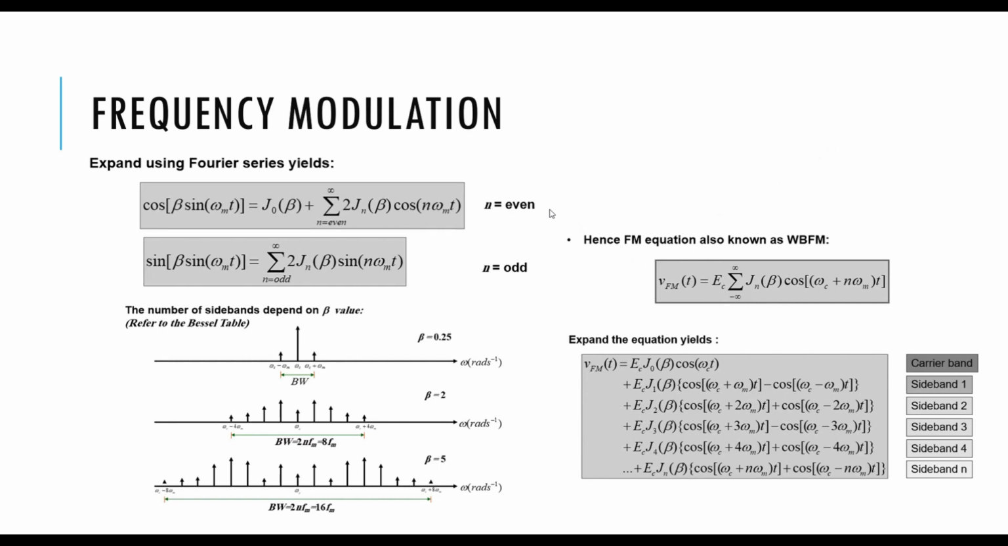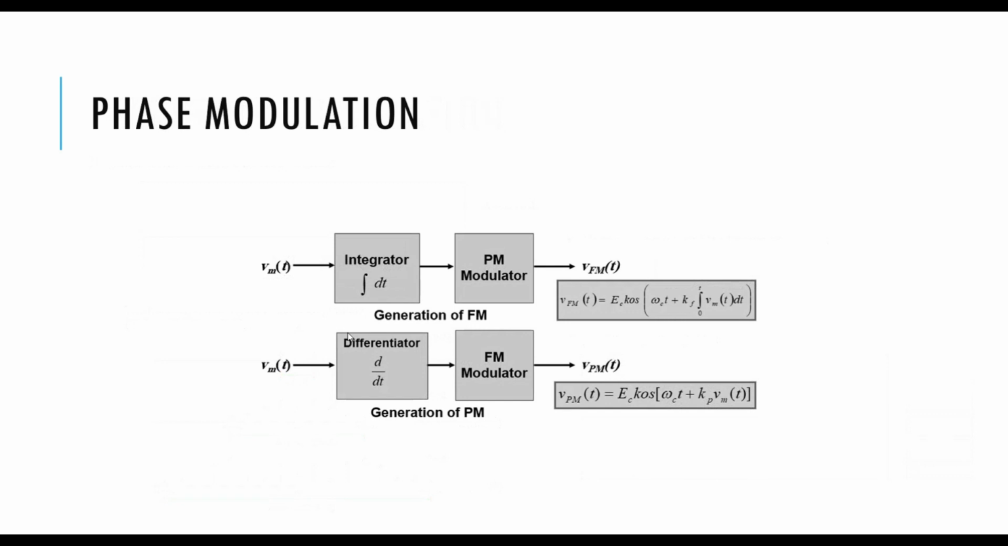We'll have our cosine of sine, and then we have our sine of sine. And then depending on the number of sidebands, we can indicate every single one of them. Of course, in this manner, the number of sidebands is indicated. We can indicate it by using the Bessel table. In the Bessel table, the number and the value or the amplitude of the sidebands is dependent on the beta value, the modulation index. So let's try that out in MATLAB.